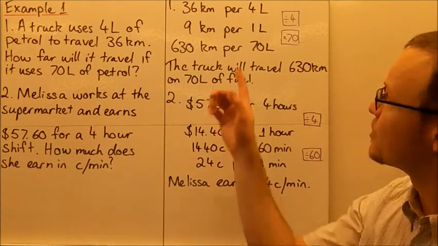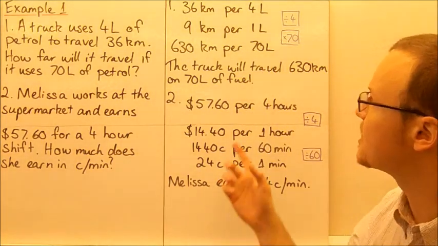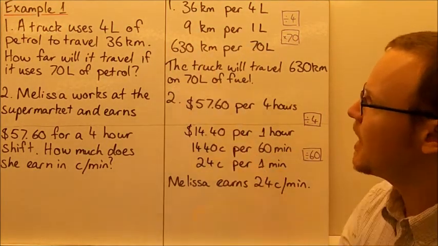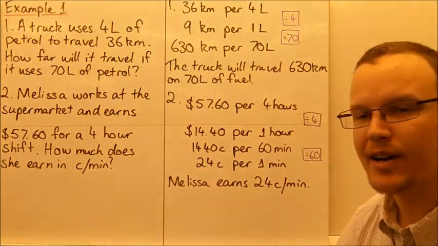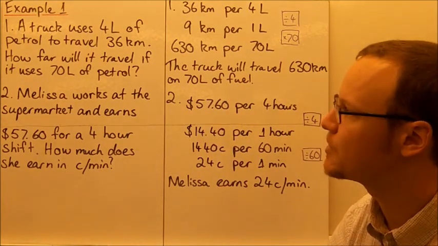If we then need to find 70 litres, all we need to do is multiply that rate by 70. So multiplying our 1 litre by 70 gives 70 litres, and 9 times 70 is 630 kilometres. So that means the truck will travel 630 kilometres on 70 litres of petrol.